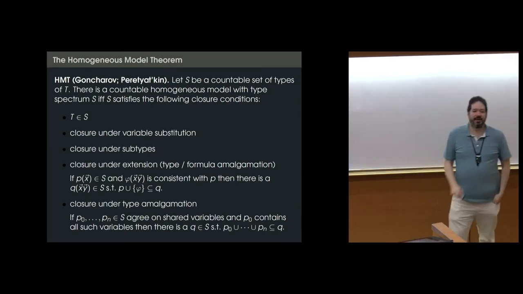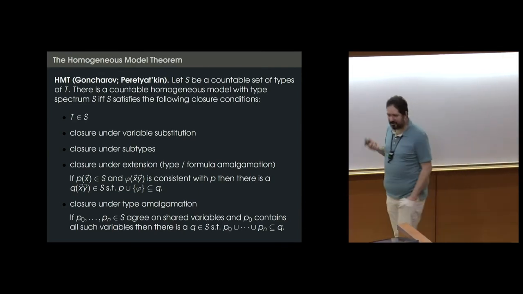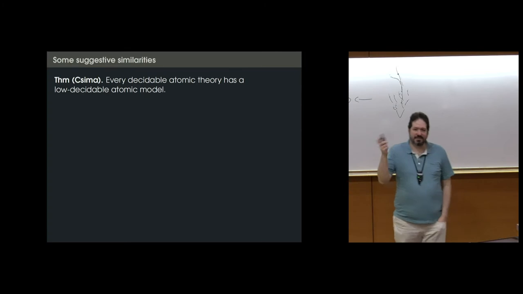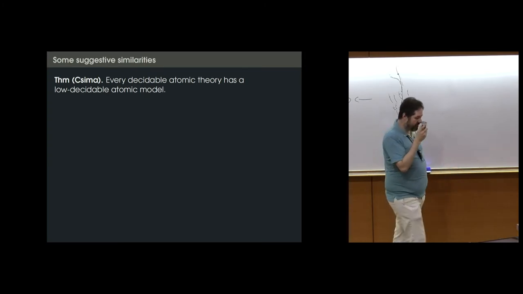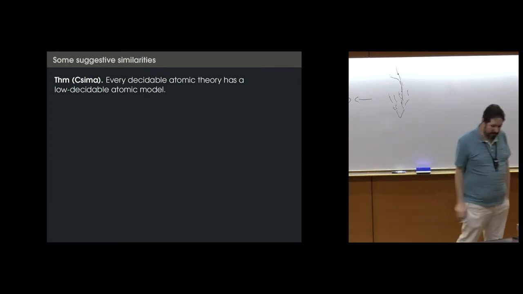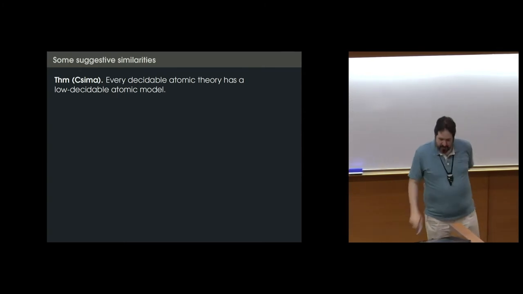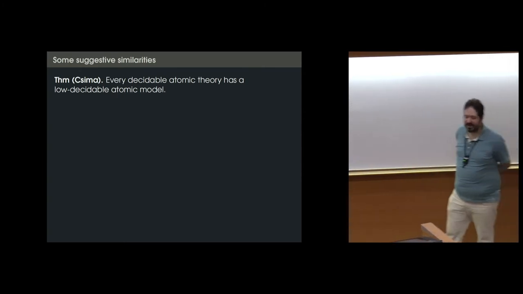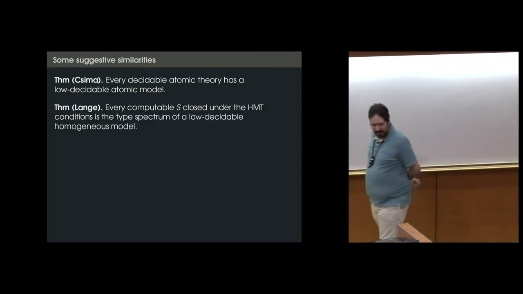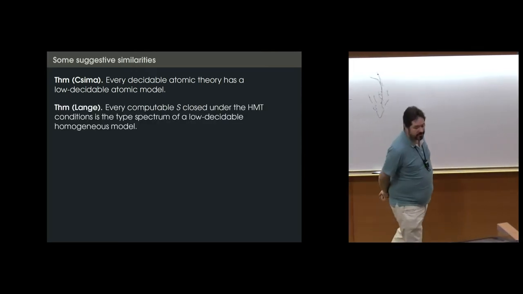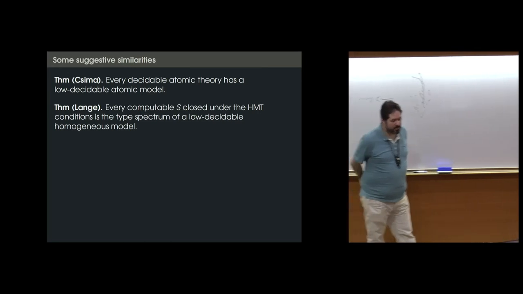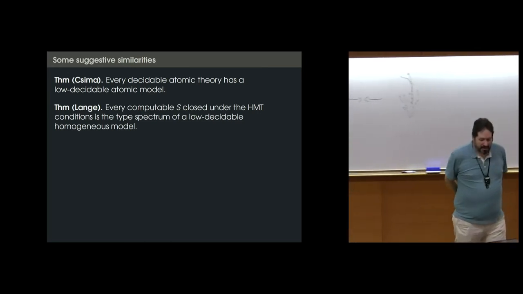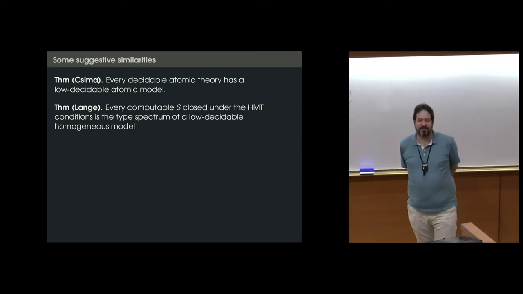Now, one thing that was very interesting about the homogeneous model theorem, and what started this whole work with Karen and Richard, are these suggestive similarities that came out of Karen's dissertation. So Barbara Csima had, as I mentioned, in her dissertation, showed that every decidable atomic theory has a low decidable atomic model. Karen Lange, in her dissertation, showed that if you have a computable set of types closed under the conditions in the previous slide, then it's a type spectrum of a low decidable homogeneous model.